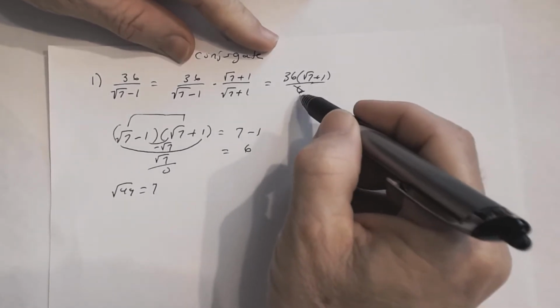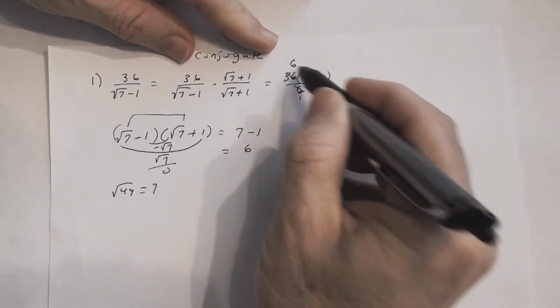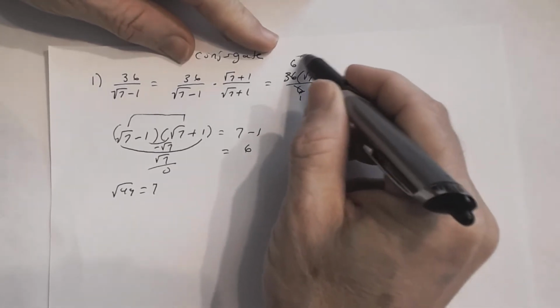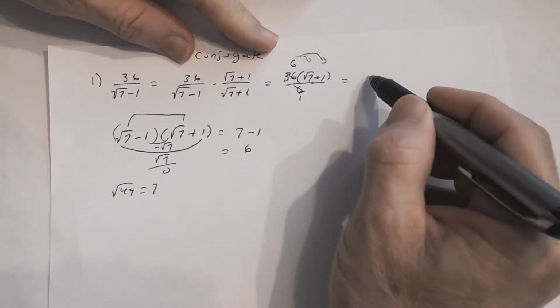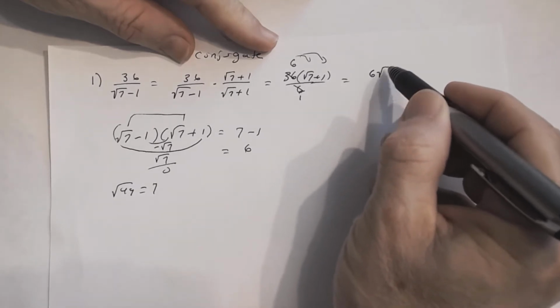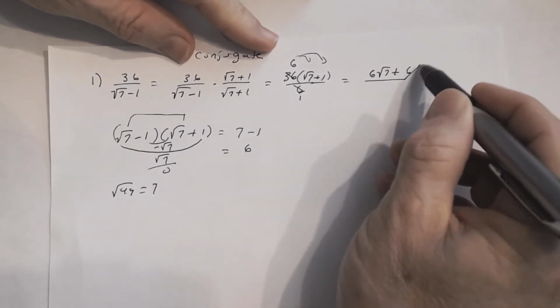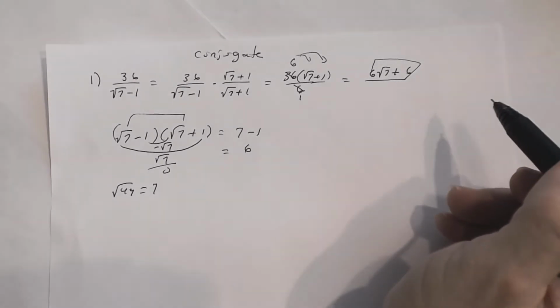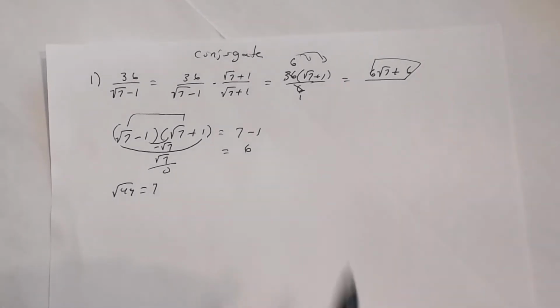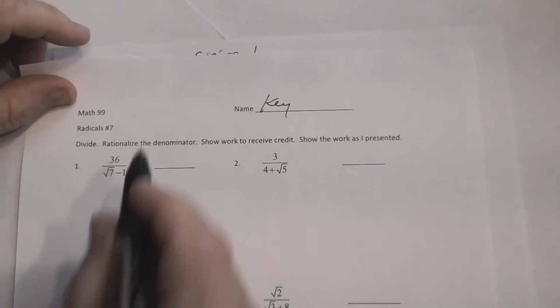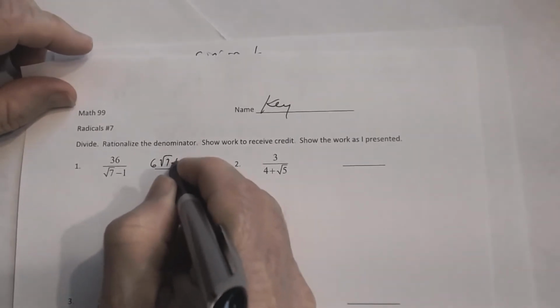So 6 into 6 is 1, and 6 into 36 is 6. And then distribute. When I distribute, I get 6 square root of 7 plus 6. And that's the answer. So that's the answer to number 1: 6 square root of 7 plus 6.